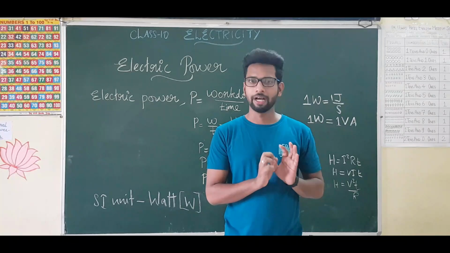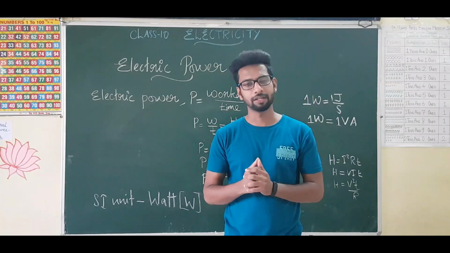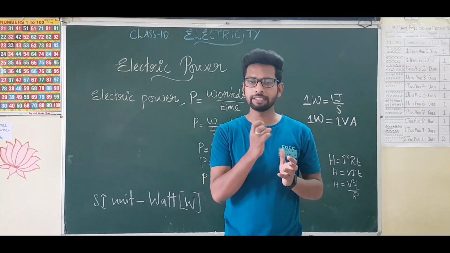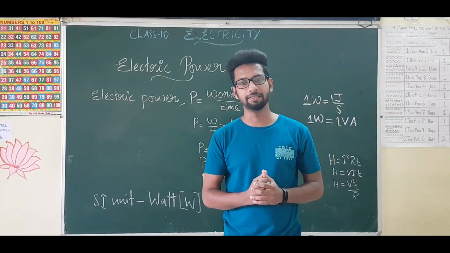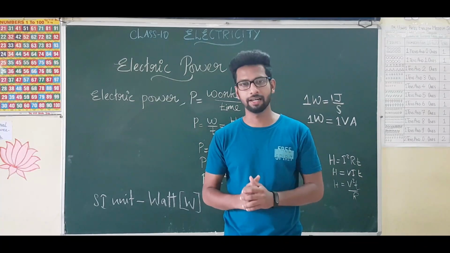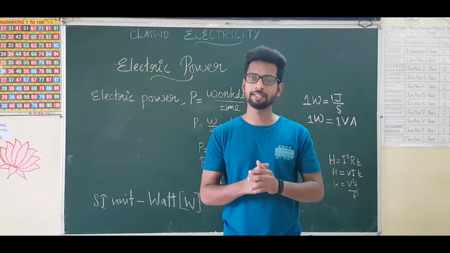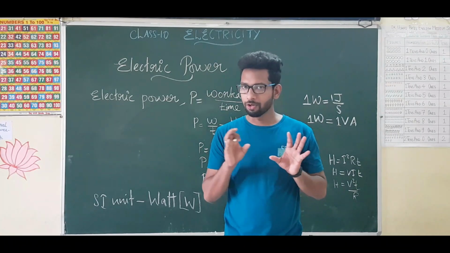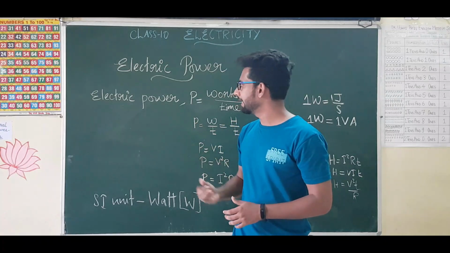All of you know that electrical energy is needed to operate all the electrical appliances, isn't it? So how much electrical energy is used by a device in 1 second? How much electrical energy is used by the device in 1 second is known as the electric power of that device. So that's the meaning of electric power. Now we can define the electric power.